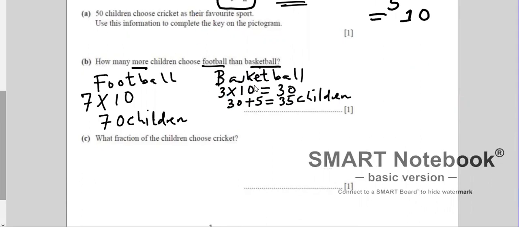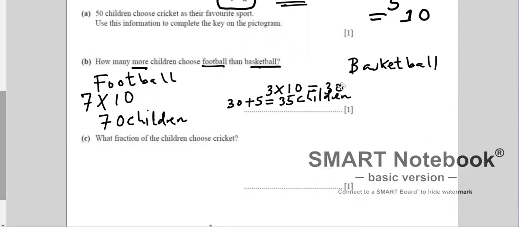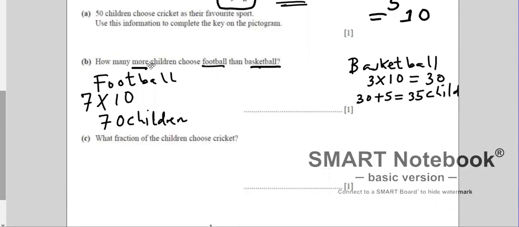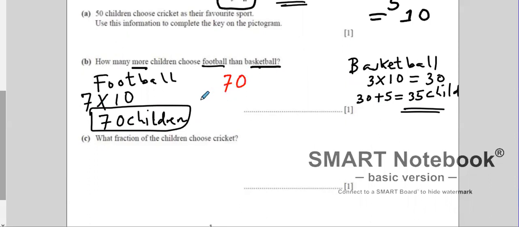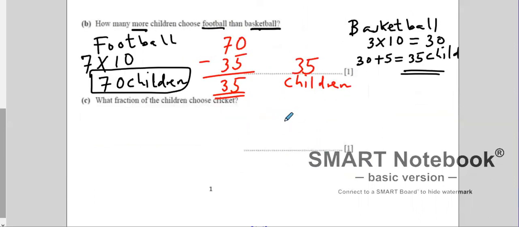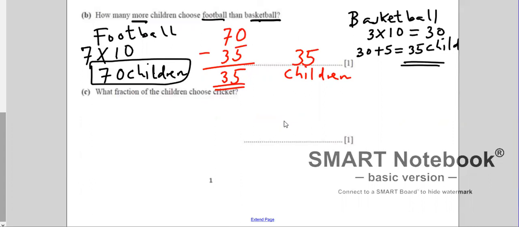To answer this question, which says how many more children choose football than basketball, you take the difference between 70 and 35. So you take 70 minus 35. The answer you get is 35. So 35 more children choose football than basketball. This is your final answer, 35.